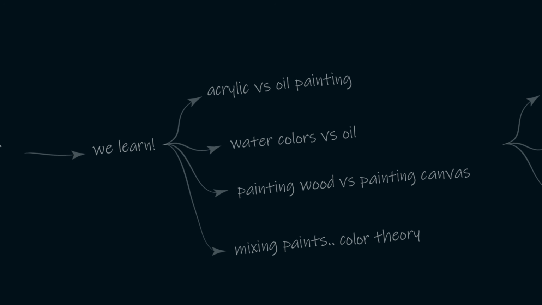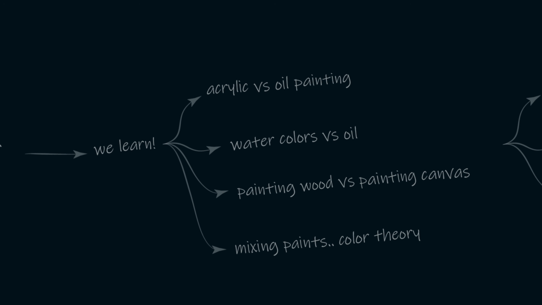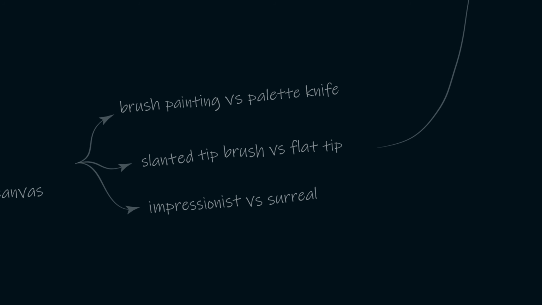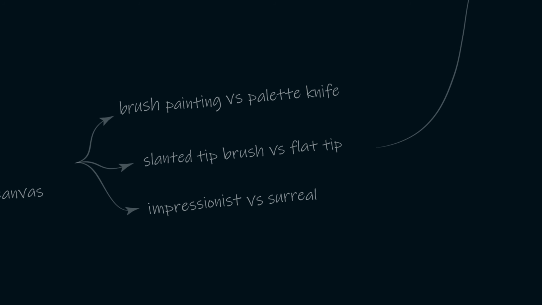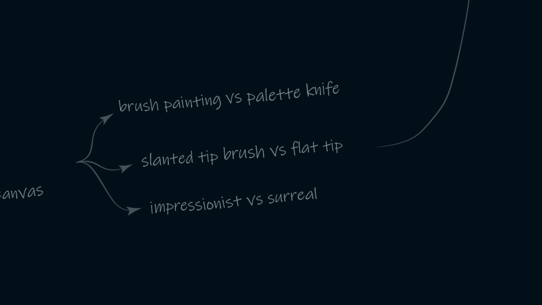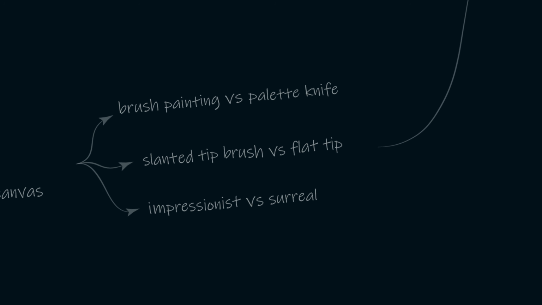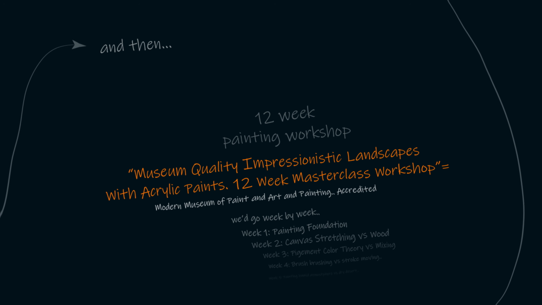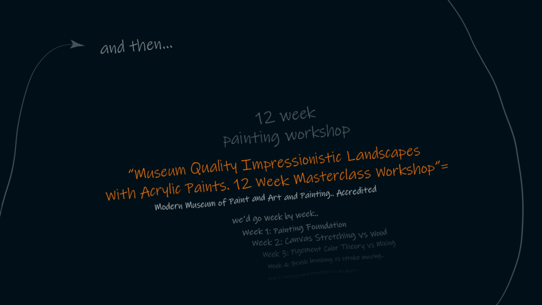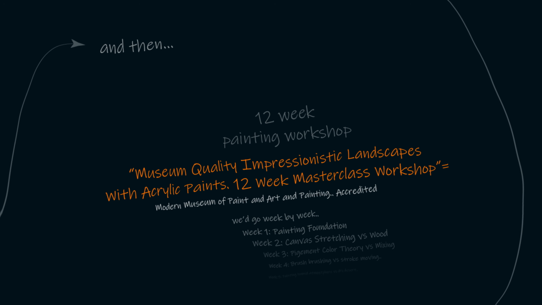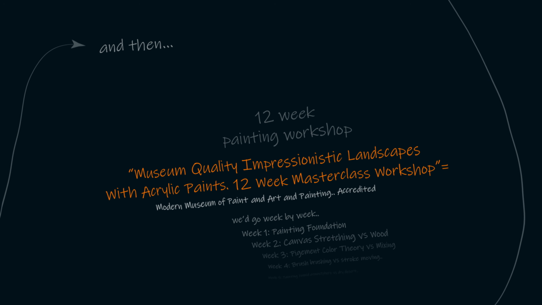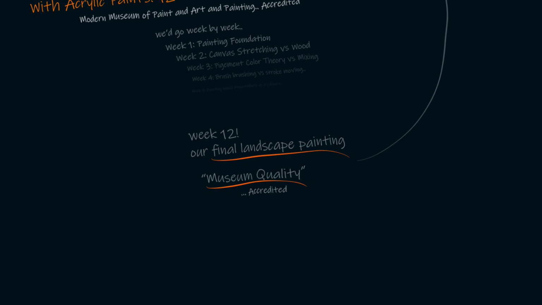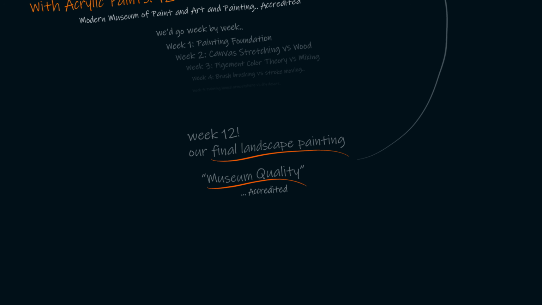We'll study the mixing of paints and how mixing different paint colors can help create the endless spectrum of colors we'll need to use. We'll study brush painting versus palette knife painting, and when to use a slanted tip brush versus a flat tip brush. And then, with all our knowledge we just absorbed, we'd sign up for a 12-week painting workshop, where we learn how to paint museum-quality impressionistic landscapes with acrylic paints, the 12-week masterclass workshop. And then we'd go week by week through the workshop, and at the end of the 12 weeks, we'd have our first and final landscape painting.